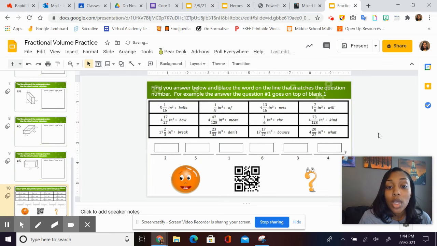So now I want to find my answer. I'm looking up here for 1/8 inches cubed, and I see it right here at the top, 1/8 inches cubed. So I found my answer. That lets me know I did it correctly. And then, I need to put this into my riddle.